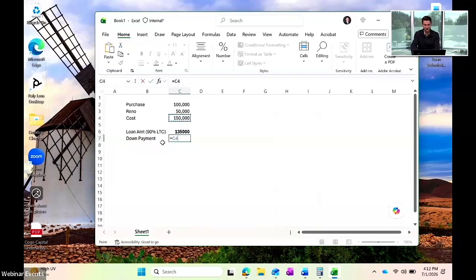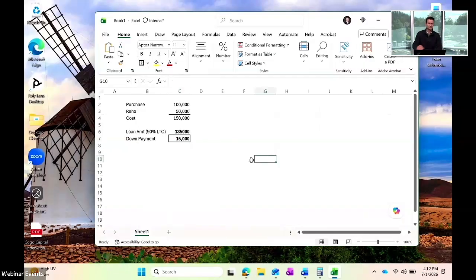Down payment equals loan amount subtracted from cost. Okay, so now we know that their down payment is $15,000. Yeah, so you still have to think about, is this valuable enough? So I hope this isn't confusing. If I want to make sure this is going to check, $135,000 loan amount, I want to know that, hey, I know I need to be under 70% LTV.